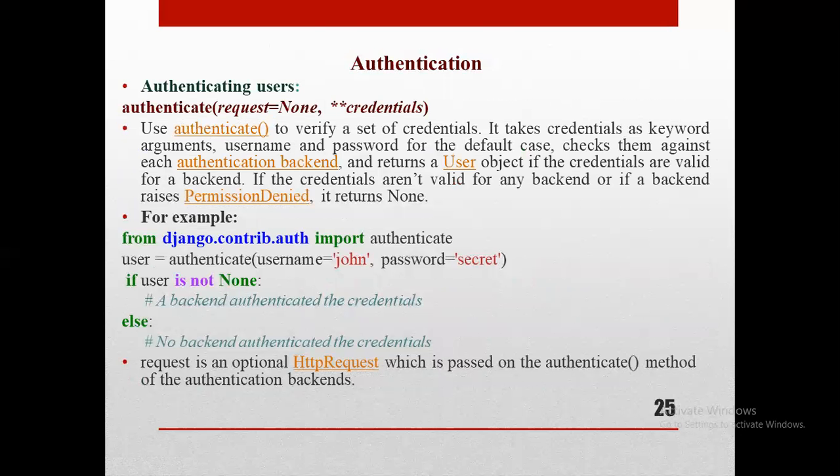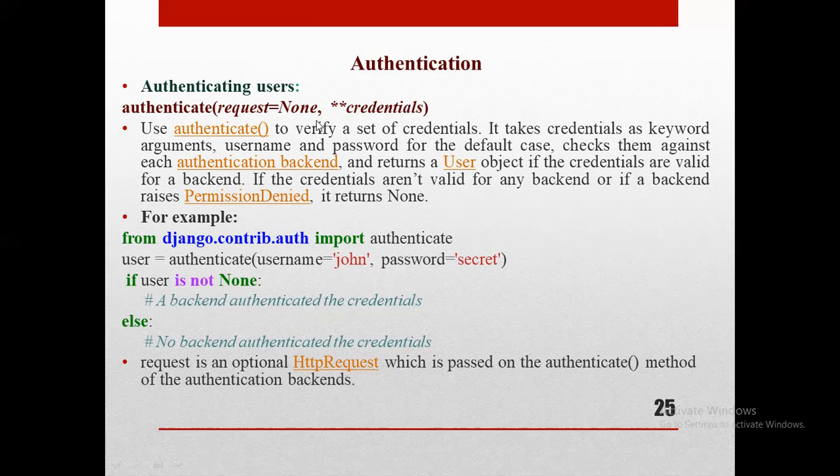Then authenticating users. For authenticating users, we have a function called authenticate, with request=None and the credentials inside the brackets. Use the authenticate function to verify a set of credentials. It takes credentials as keyword arguments, username and password for the default case. By default, the credentials are username and password.